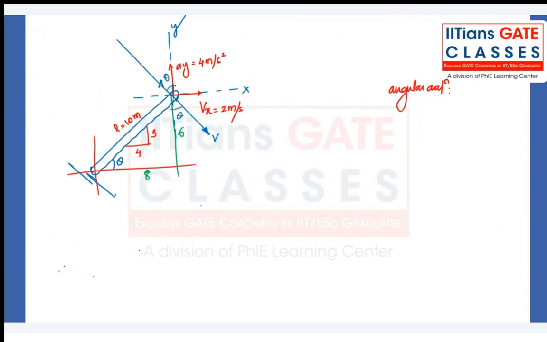So what I can say is Vx is V sine of theta, or you can say V cos of 90 minus theta. Because if this is theta, this is 90 minus theta, right? So V cos of 90 minus theta. I hope you understood. This is 90 minus theta. Now we got Vx.